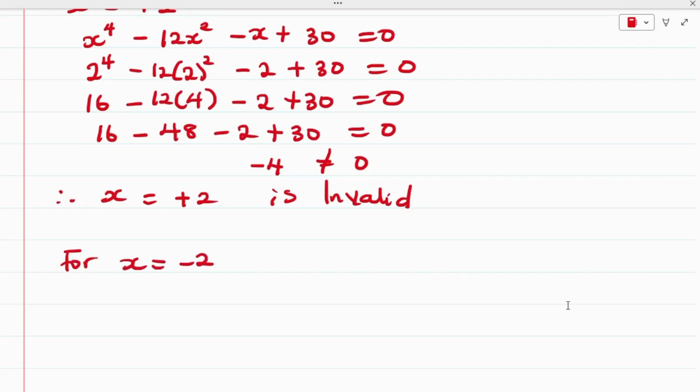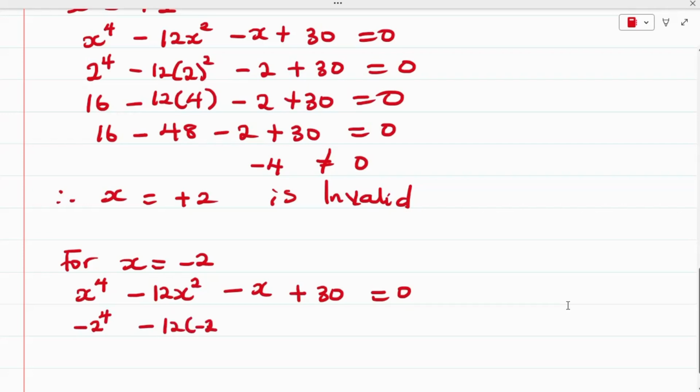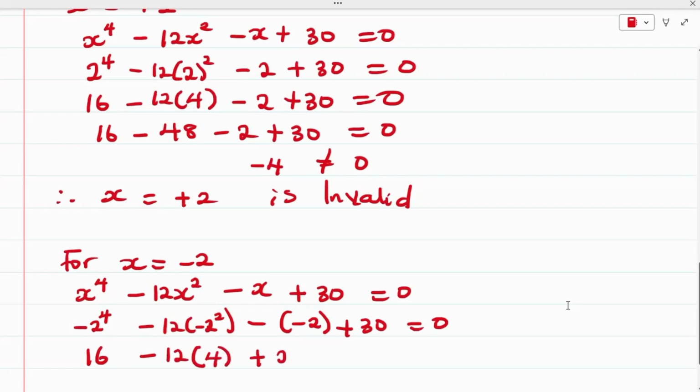So testing for x equals minus 2, we have x raised to the power of 4 minus 12x squared minus x plus 30 equals 0. So for x equals negative 2, this becomes negative 2 raised to the power of 4 minus 12 into negative 2 raised to the power of 2 minus negative 2 plus 30 equals 0. So negative 2 raised to the power of 4 is 16, minus 12 into negative 2 squared, which is 4. Minus times minus is plus 2, plus 30, which equals 0.